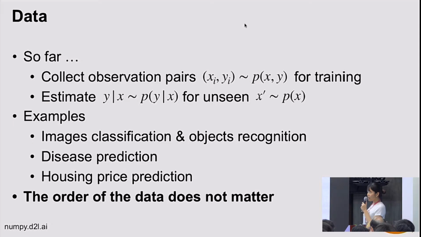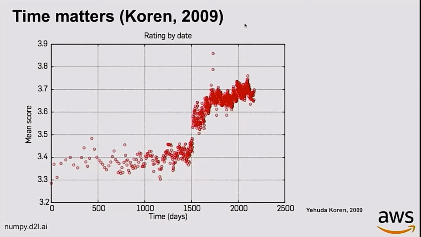And we estimate y given this x, and we predict the probabilities of y given x, which is our ideal model. Some examples are image classification, object detection, etc. For all of them, the order of the data set doesn't matter. Each data point comes in unique, and they don't depend on each other. But let's see some interesting pictures. This is from a paper written 10 years ago by a Korean researcher. It's a prediction for Netflix movie rating scores.